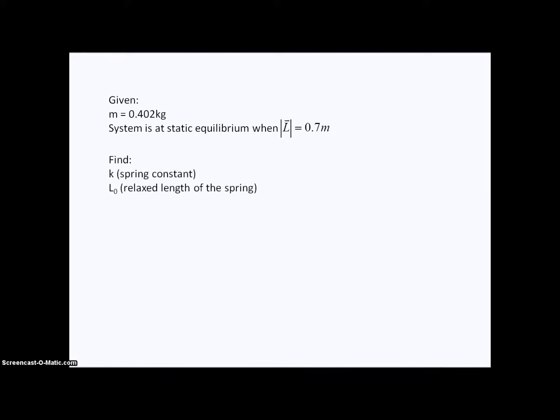Let's analyze the properties of our system. Our given information is that the mass is 0.402 kilograms, and that the system is at static equilibrium when the length of the spring is 0.7 meters. Using this data, we can find K, the spring constant, and L sub 0, the relaxed length of the spring.